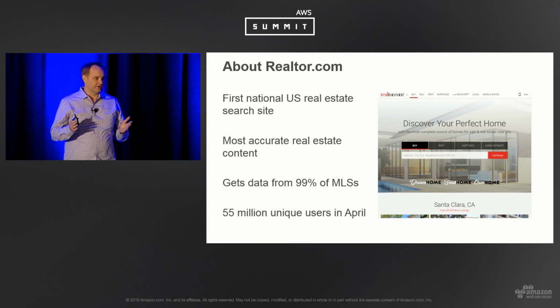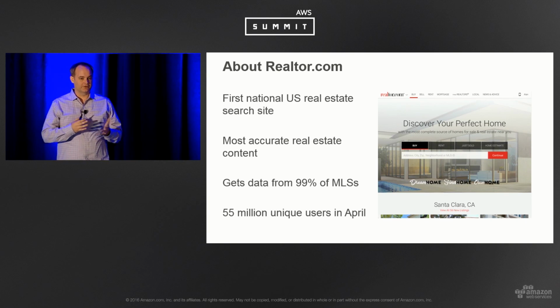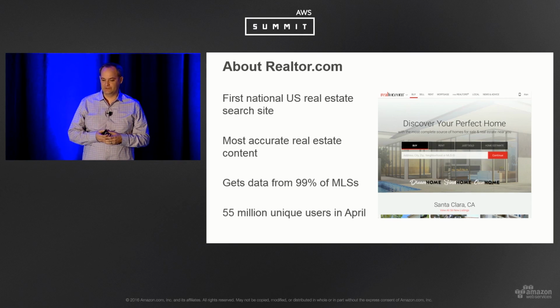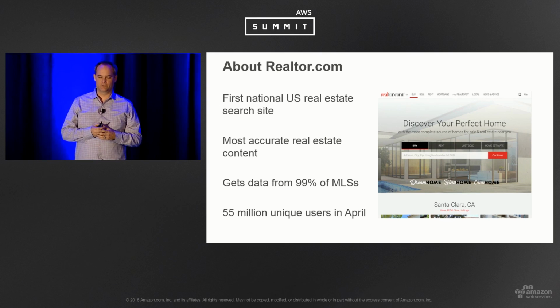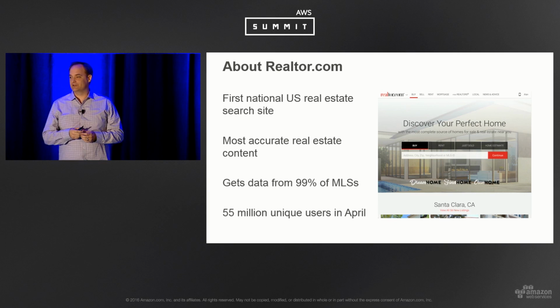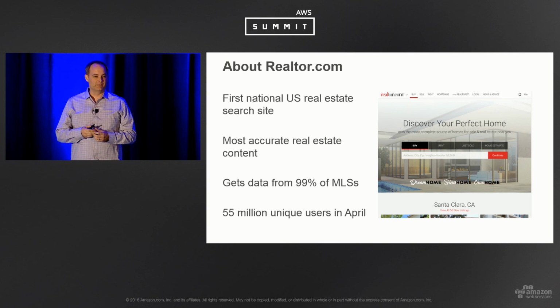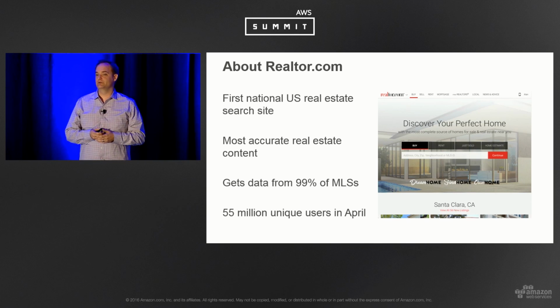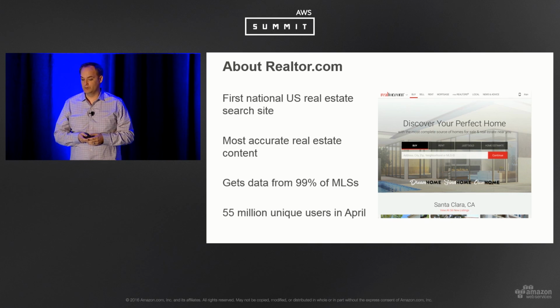A little bit about realtor.com. I don't presume that you know much about who we are, so I wanted to tell you a little bit. Realtor.com was the first national US real estate search site. In fact, we're celebrating our 20-year anniversary this year, so we've been around a while. We pride ourselves in having the most accurate real estate content, very important if you're looking for homes, that you have up-to-date data there. We get data from 99% of MLSs in the US. MLSs are, if you don't know, the place where most real estate listings originate in the first place. So we have breadth and we have scale. We have 55 million unique users just to realtor.com alone in the month of April.